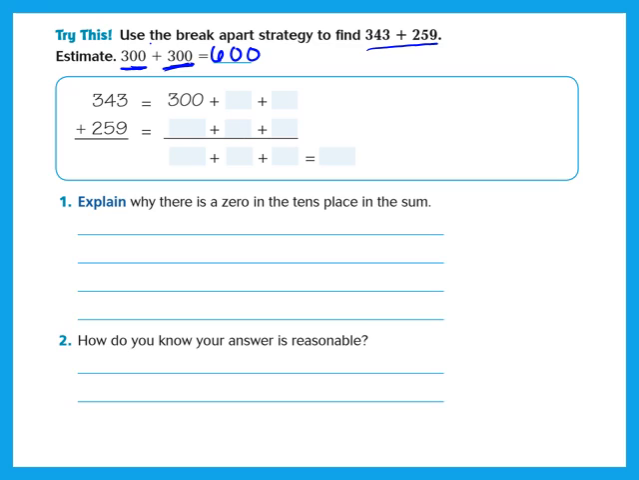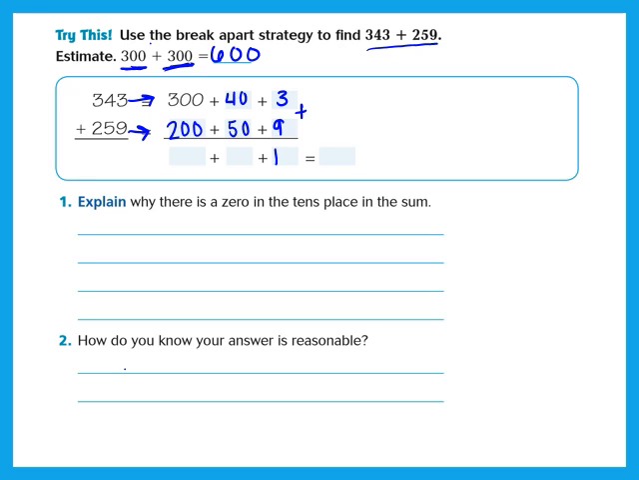Now I'm going to go ahead and break apart my addends into expanded form. So for 343, I have 300 because there's a 3 in the hundreds place. I have 40 because there is a 4 in the tens place. And 3 because there's a 3 in the ones place. For 259, I have 200 because there's a 2 in the hundreds place, 50 because there's a 5 in the tens place, and 9 because there's a 9 in the ones place. Now I can add these two lines together.